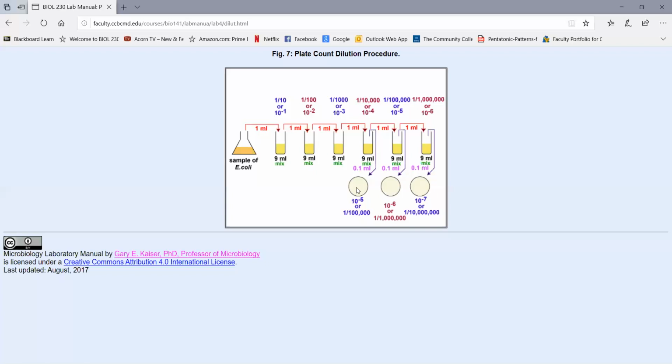And then you'll simply be incubating these 3 plates upside down in your Petri plate holder at 37. And next time we'll look for a plate that has between 30 and 300 and count the number of colonies. Now, once you've plated out these 3 plates, all your dilution tubes can go back in the hood. We're done with them, so you can dispose of them safely in the baskets. And of course, the used pipettes go in the used pipette container.